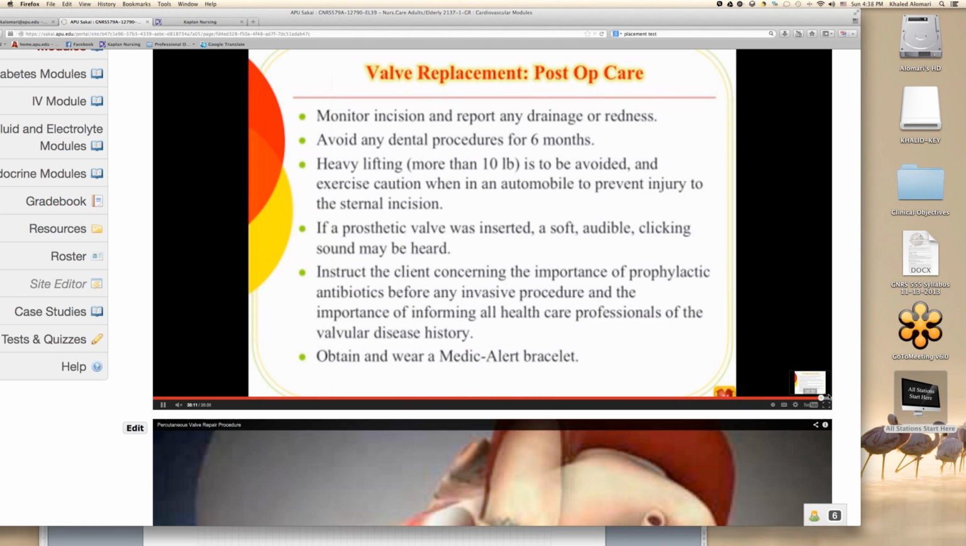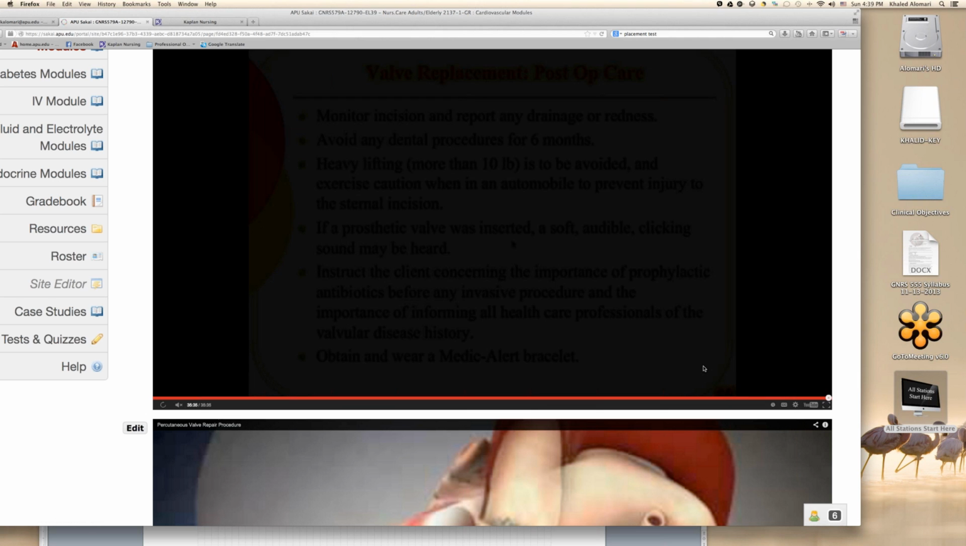Especially, there will be ICU until the second or third day, and then you'll see them after that with open heart incisions, with wound care and so on. But you must understand and know all the post-op care for them.